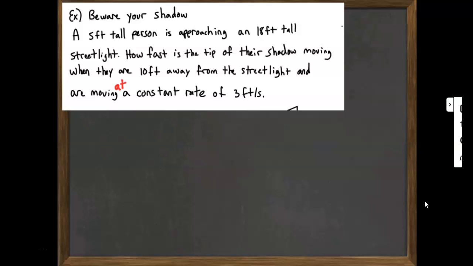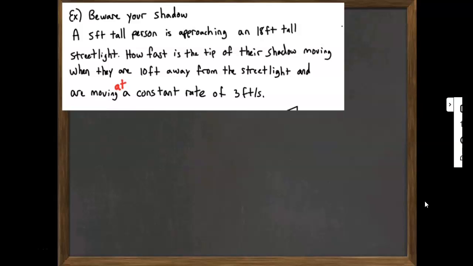A 5 foot tall person is approaching an 18-foot tall street light. Okay. Our question is this: how fast is the tip of their shadow moving? How fast is the tip of their shadow moving when they are 10 feet from the street light? And the person is moving at a constant rate of 3 feet per second. Okay. So we want to know how fast the tip of their shadow is moving when they're 10 feet away from the street light, and they're moving at a constant rate.